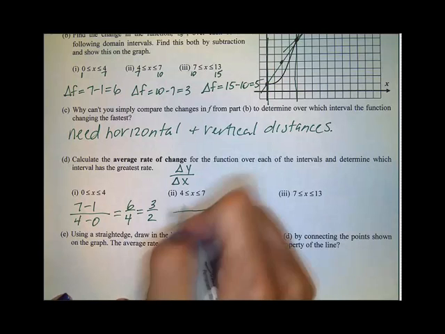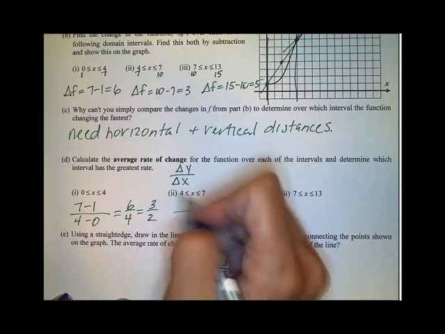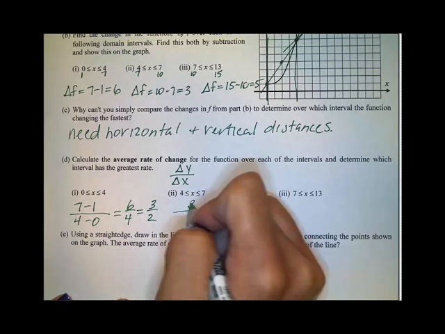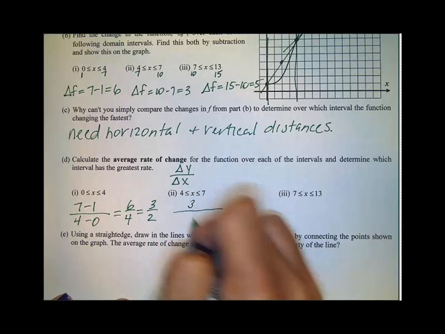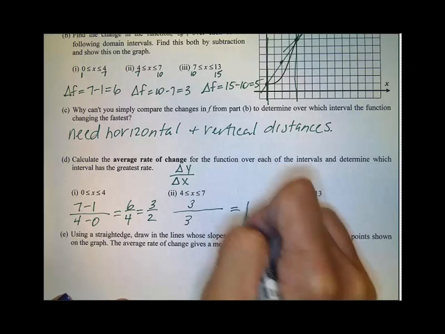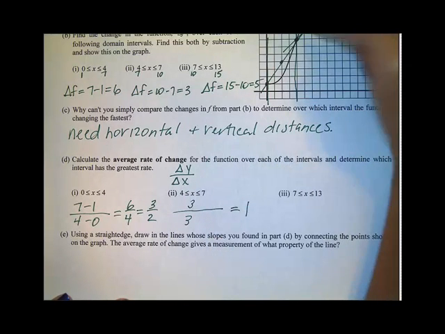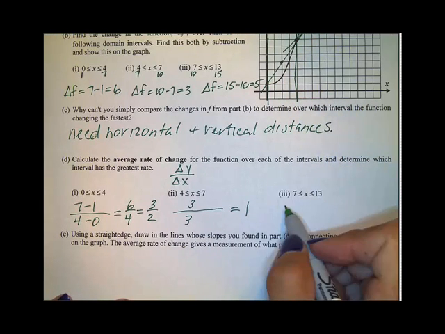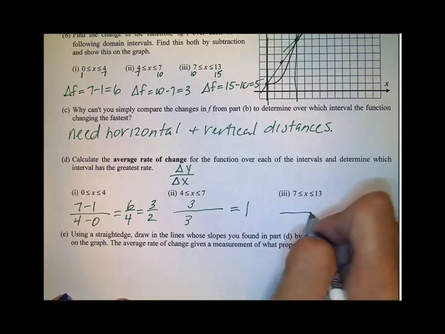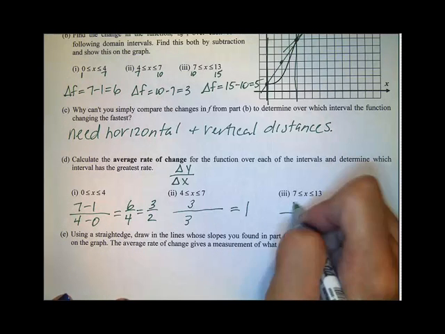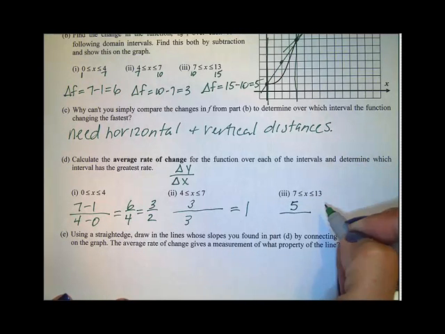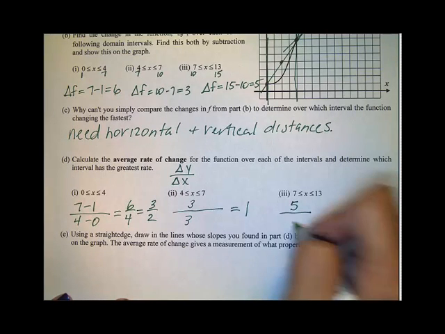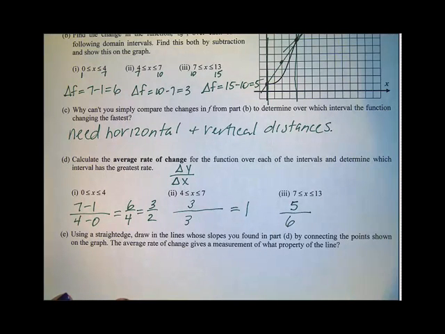The change in f from 4 to 7, we said, was 3. The change in x on the bottom is 7 minus 4, which is 3, so the rate is 1. If we look at our graph, we go up 1 over 1, up 1 over 1. Part III, 7 to 13, the change in f we found was 5, and 13 minus 7 is 6. If we look over here, we go up 5 over 6.